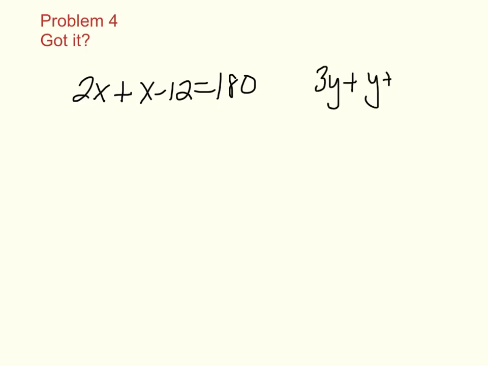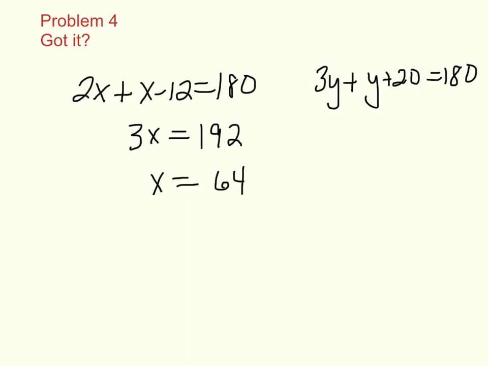So we can say 2x plus x minus 12 equals 180. We also can say 3y plus y plus 20 equals 180 for the same reason. They're same side interior. So now we can solve them. 3x equals 180 plus 12, I'm going to add 12. That gives me 192. Divide by 3. X would be 64.